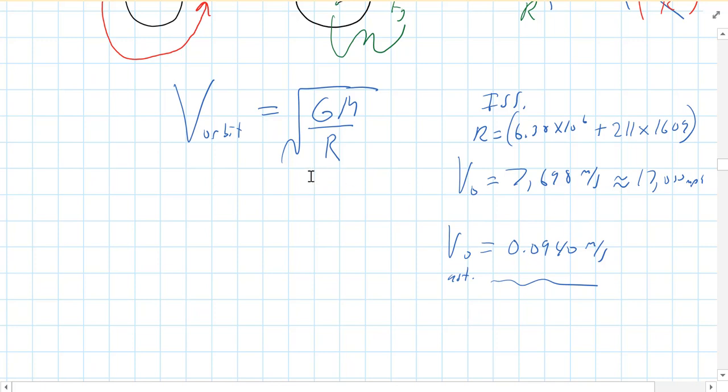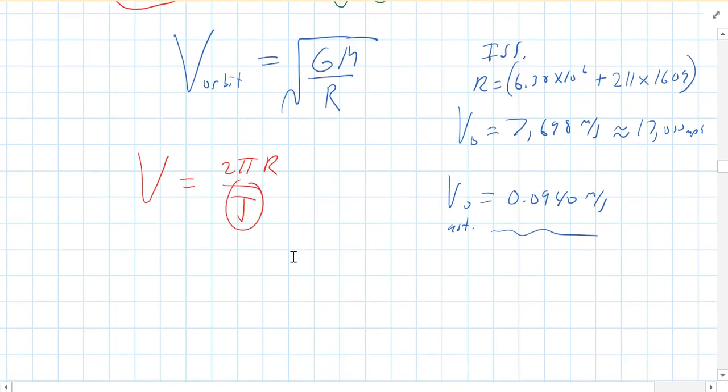Now, one way to do this is to use the equation, if we're going in a circle, v is 2 pi r over t, and you could solve for t. But here's what we're going to do instead. We're going to put these two equations together because they're both measuring the velocity of that circle, and we're going to kind of solve for t in a certain way. And let me kind of explain.